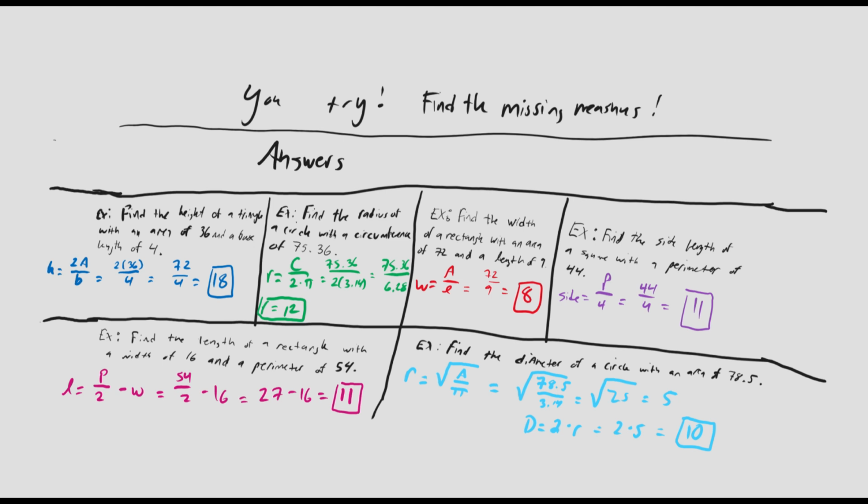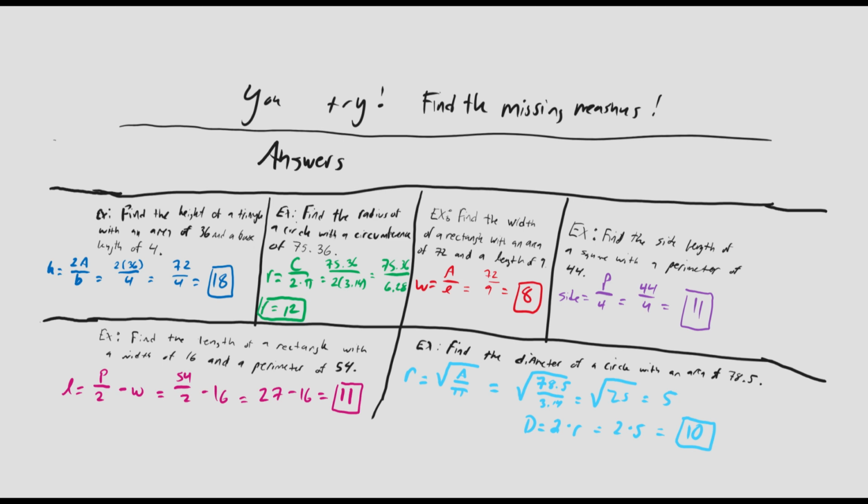Find the side length of a square with a perimeter of 44. Since the perimeter of a square is 4 times side, just divide the perimeter by 4. Perimeter divided by 4 in this case is 44 divided by 4, which is 11 for the missing side. 2 more. Find the length of a rectangle with a width of 16 and a perimeter of 54.